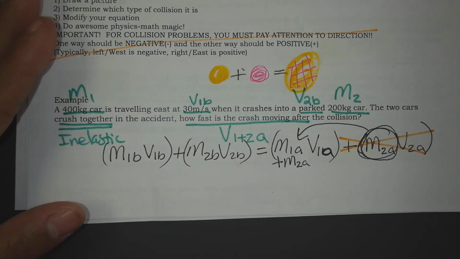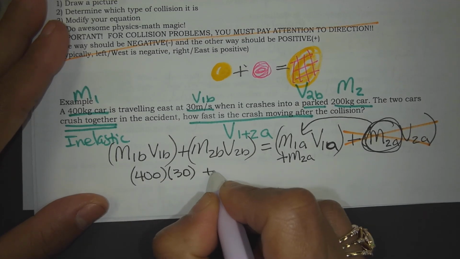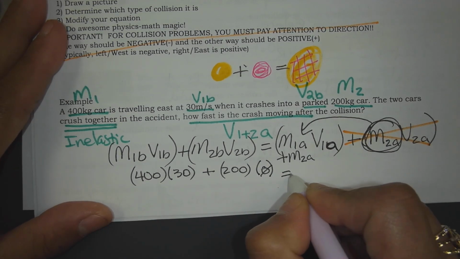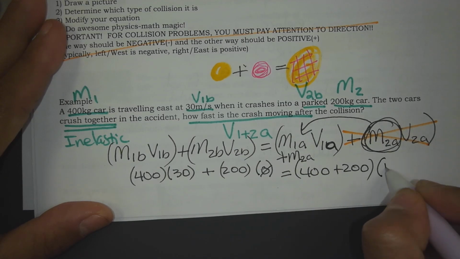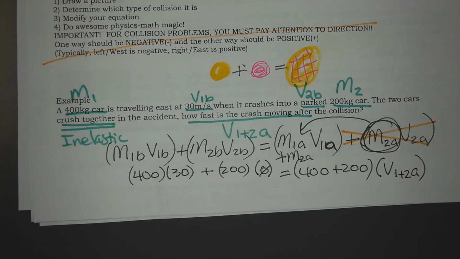Let's go ahead and put our variables in. 400 multiplied by 30 plus 200 multiplied by the parked car, which is 0, equals 400 plus 200 multiplied by the velocity of 1 plus 2 after the collision, right? Because they collided and now they became one smushed car together, one big mass. Or if you feel more comfortable, you can just say VA. You can say that because you know that the two masses were smushed together.